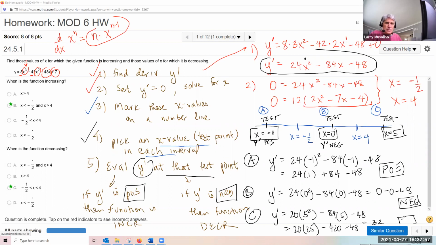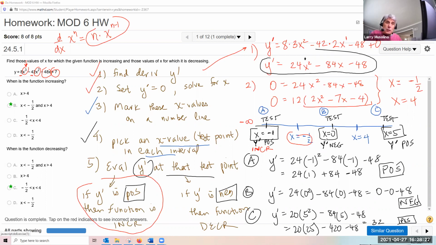So this is a positive answer. So here y prime is positive. Well, now I know the increasing decreasing conclusion. Because remember, if y prime is positive, then the function is increasing. So it must mean that the function is increasing here. This is from negative infinity to negative 1/2.